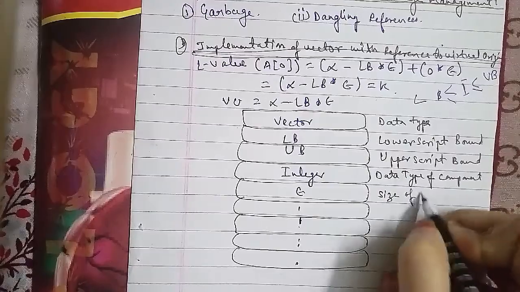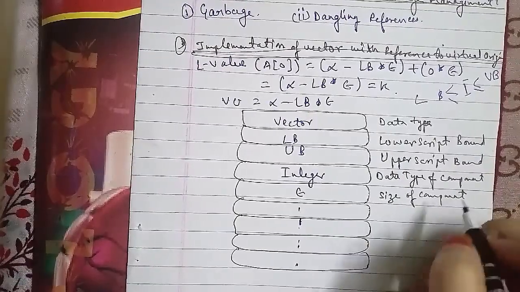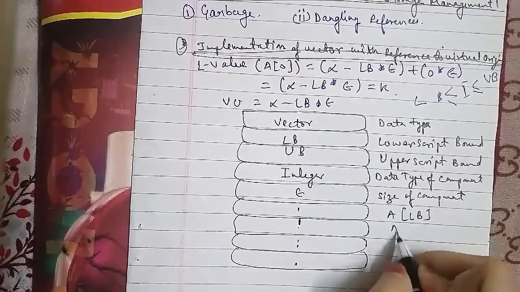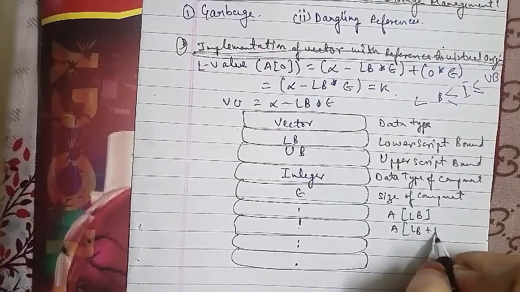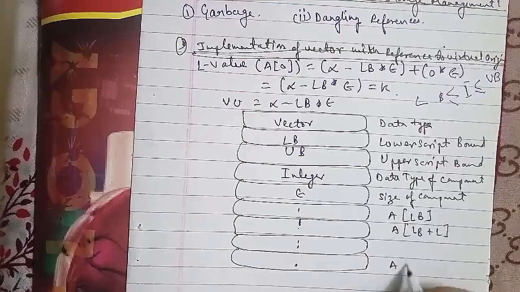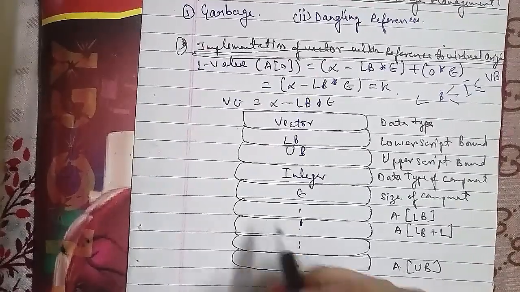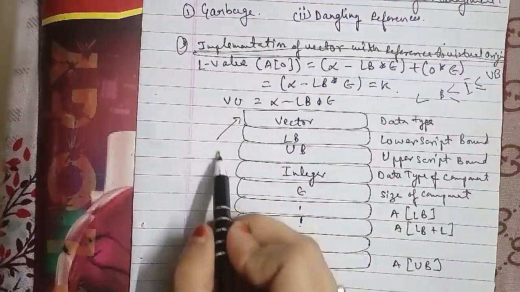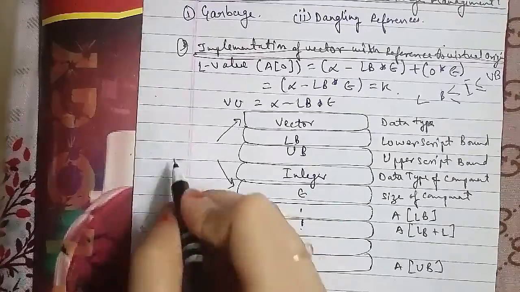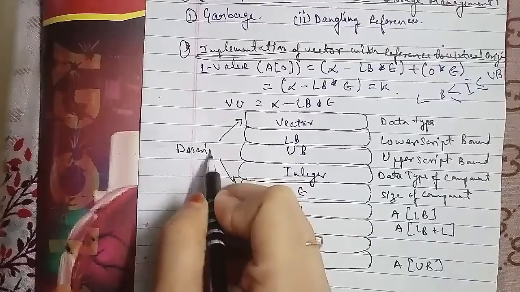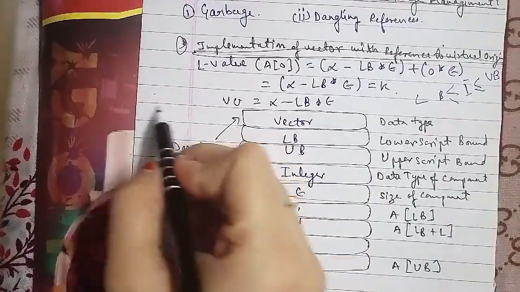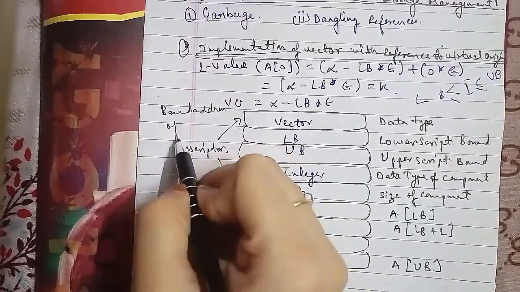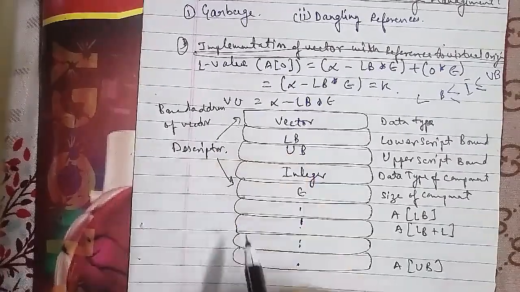Then you have your A of LB, this is your lower bound, and A of LB plus 1, and then you have your A of upper bound, where from a vector till this end, this is your descriptor, and this is for the vector, it is your base address of a vector, and from this after here, this is the end of it.